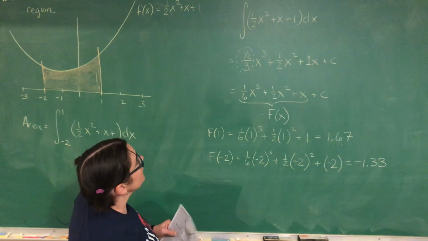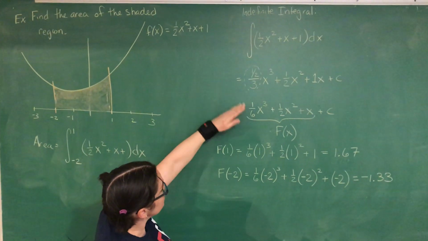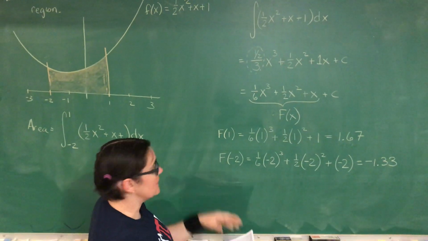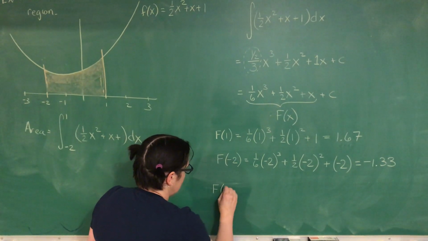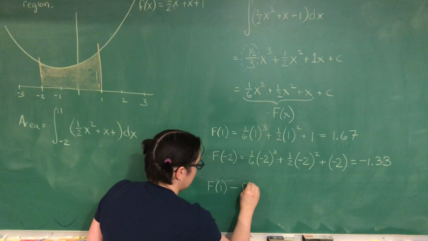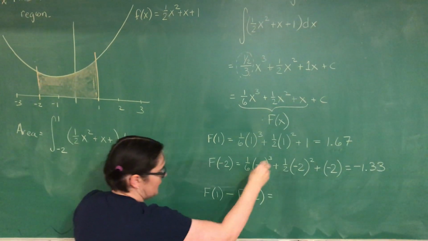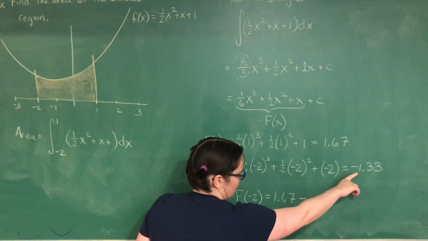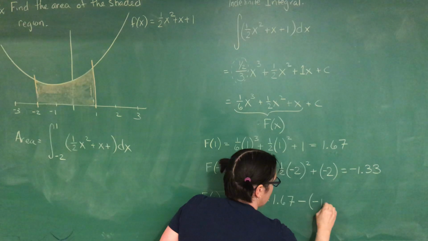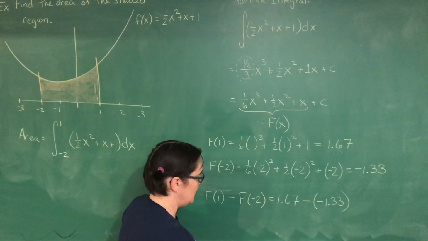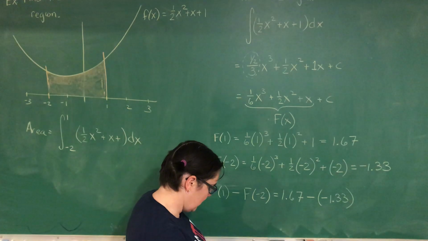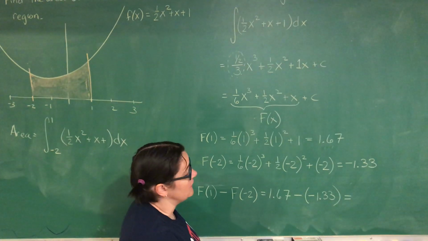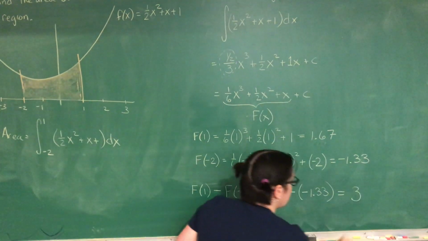All right. So to evaluate our definite integral, we first find the antiderivative, then we plug in the top number, plug in the bottom number, and subtract. So capital F of the top number minus capital F of the bottom number is going to be 1.67 minus, okay, our bottom number was negative 1.33. So we have 1.67 minus a negative 1.33. And if you do that math, you can do that in your calculator if you want to, you end up with a final value of 3.